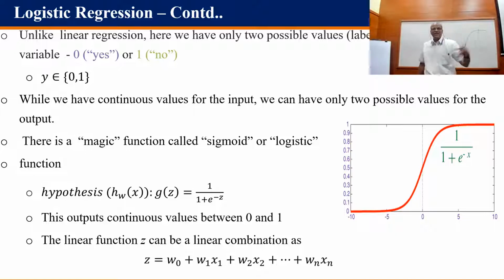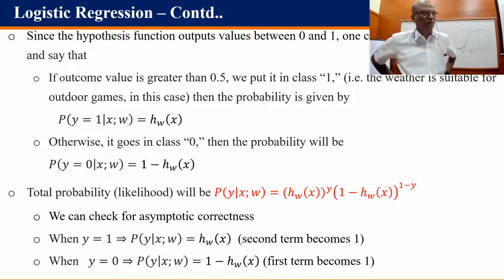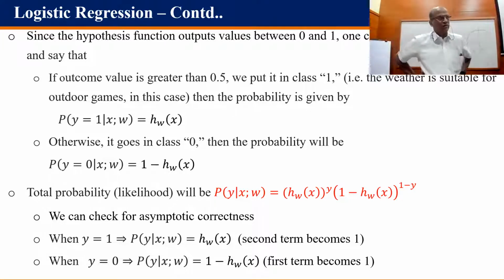Now the Z can be W0 plus W1 x1, W2 x2, and so on up to Wn xn. W's are the weights, just like the weights we found out now. X1, X2, X3 are the features, or the attributes, or the variables of the problem. Since the hypothesis function always outputs between 0 and 1, one can draw a threshold of 0.5 and say that if the outcome is greater than 0.5, then we put it in class 1. That is, the weather is suitable for outdoor games, for going to a mall, or for doing something.